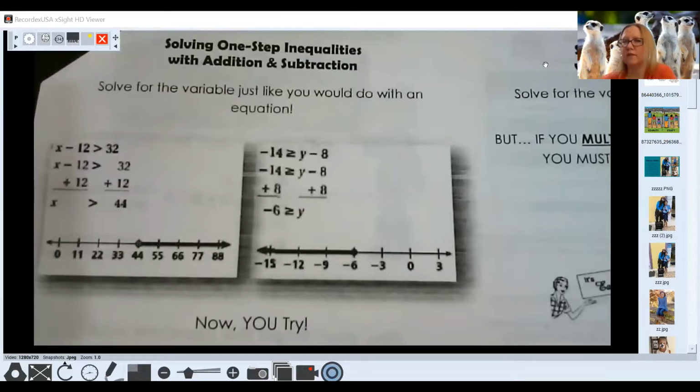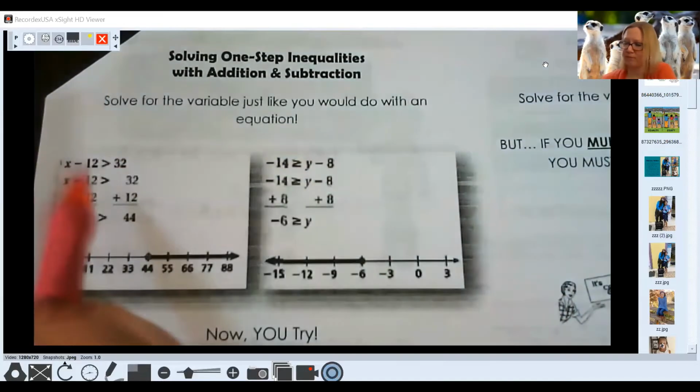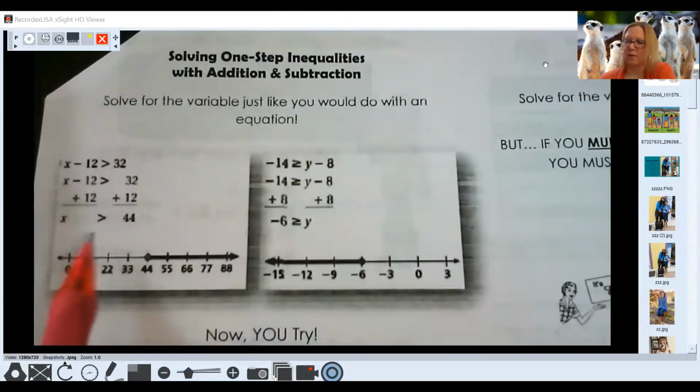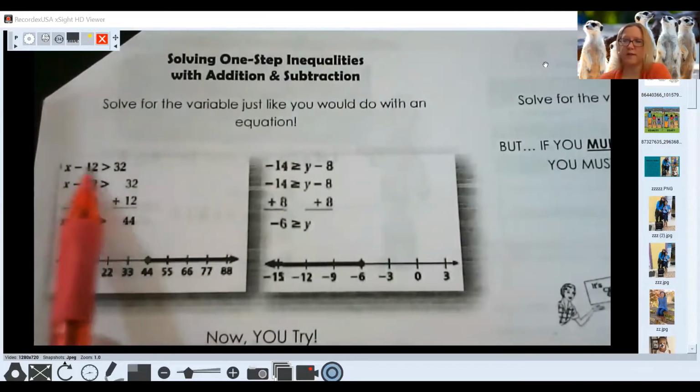It's going to be a little bit different than checking an equation. You still would plug in a value into the original statement. But with an inequality, I would always recommend choosing at least two values, maybe one that's true and one that's not true, just to make sure that they both work.